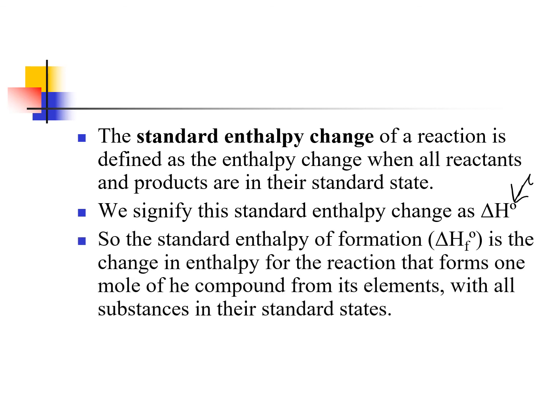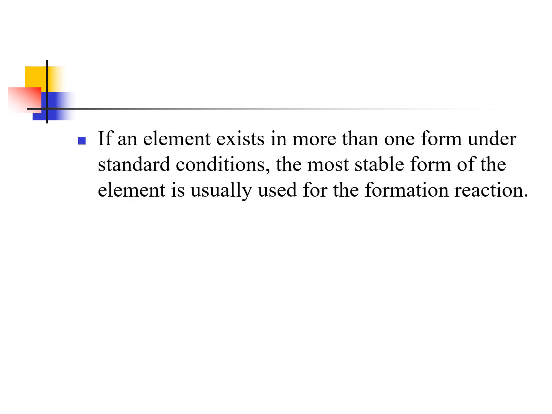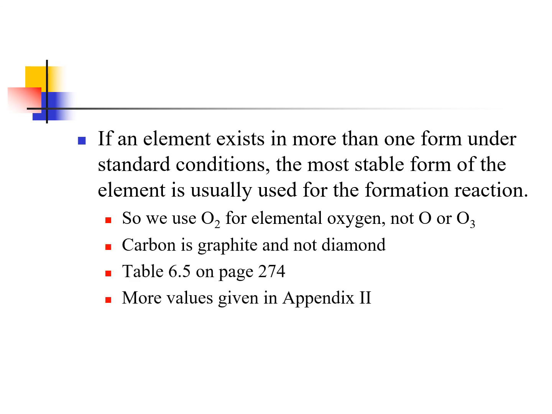So we can then talk standard heat of formation. So that's the change in enthalpy that occurs when 1 mole of a compound is formed from its elements, with everything being in their standard states. Now, if an element exists in more than one form under standard conditions, the most stable form is what we use for the formation reaction. So for instance, when we talk oxygen, we use O2, not O or O3, because O2 is the most stable form of oxygen. Carbon is graphite and not diamond, and values are given in Appendix 2, just pages prior to what you were already dealing with in terms of Kas, Kbs, Ksps. It's the pages before that.